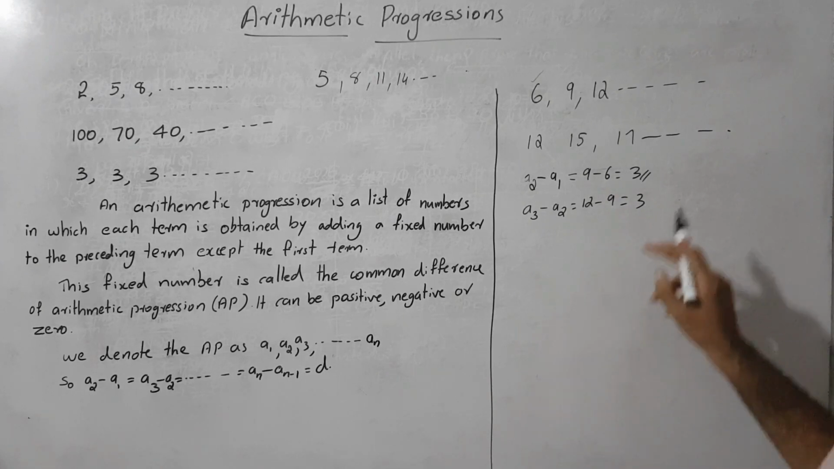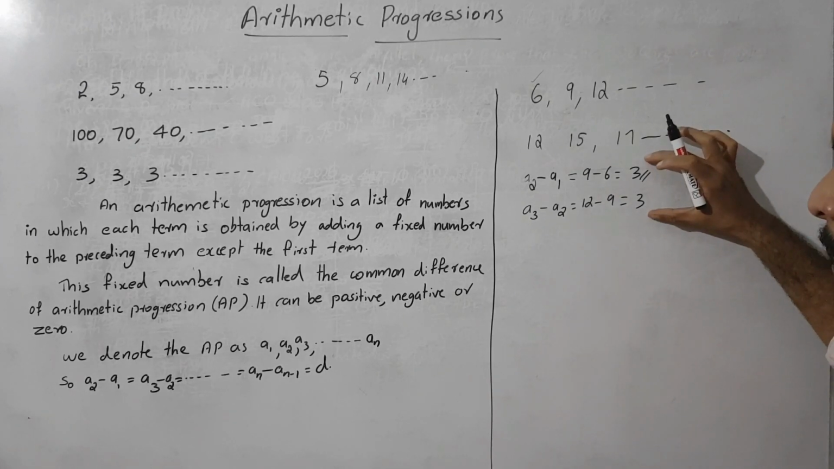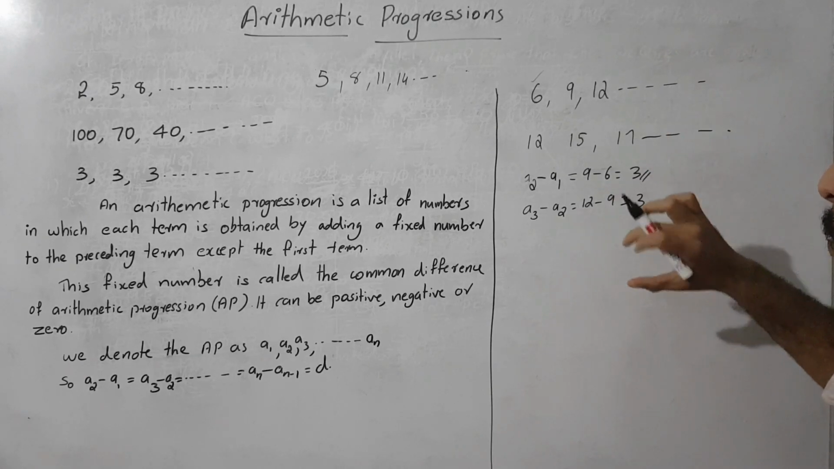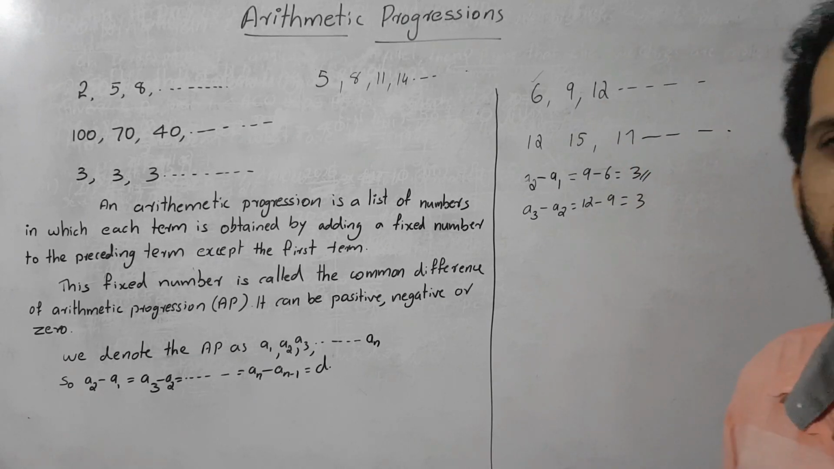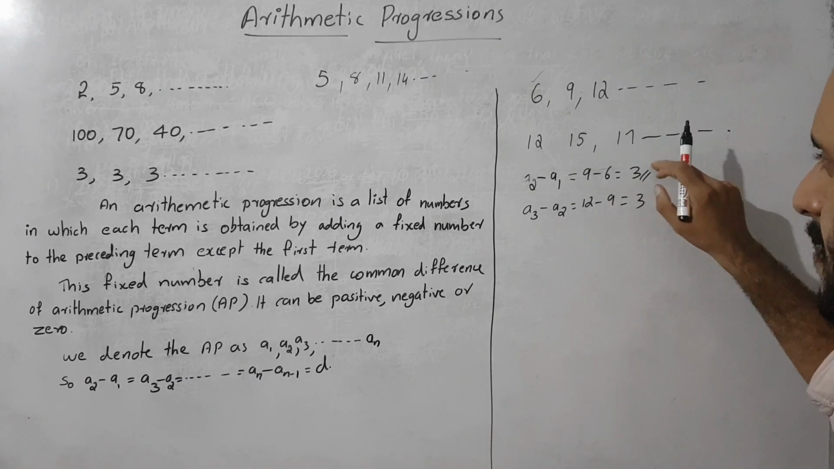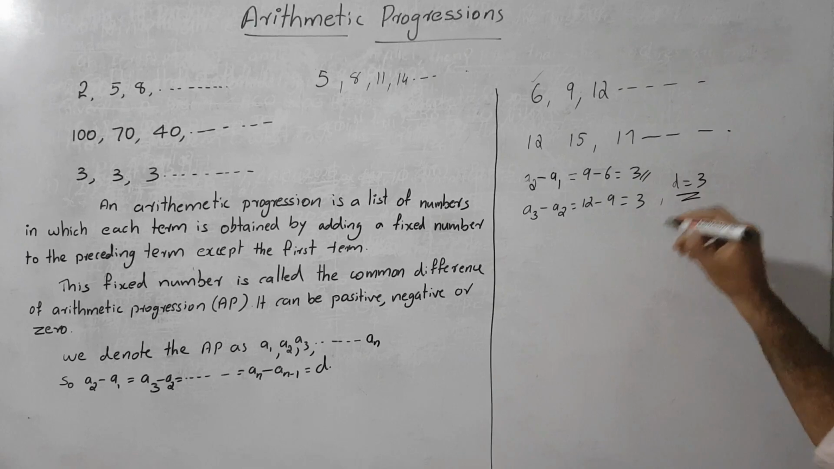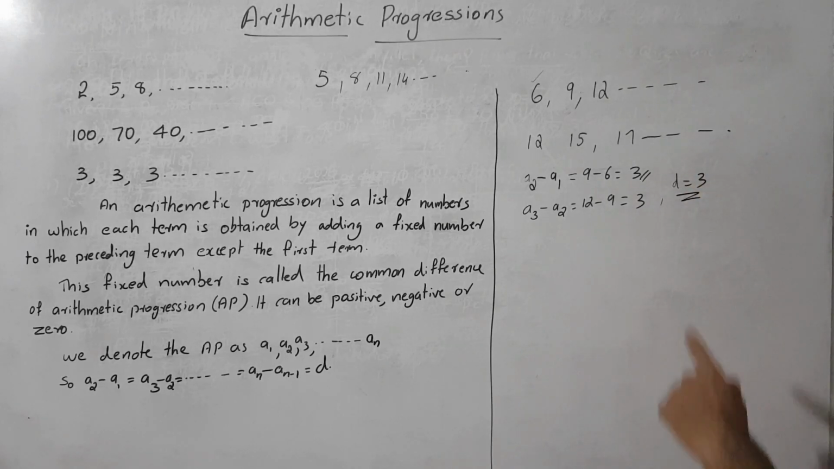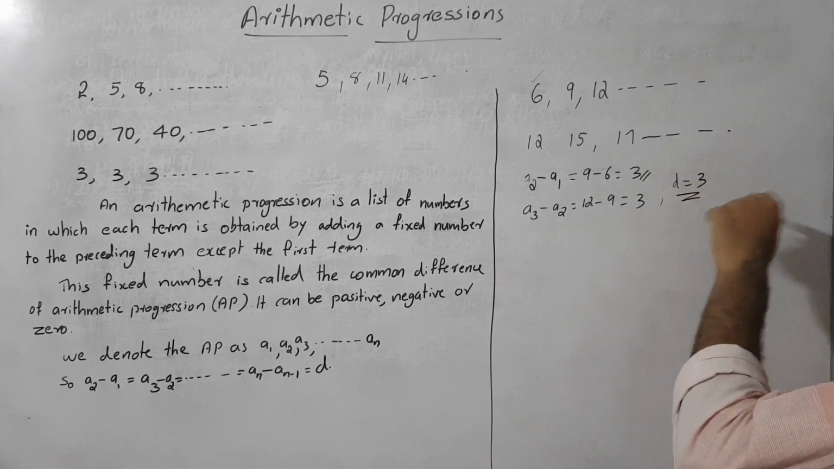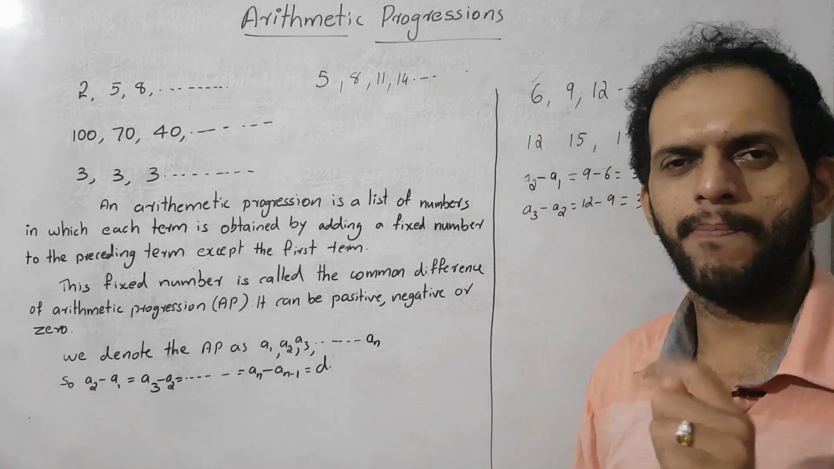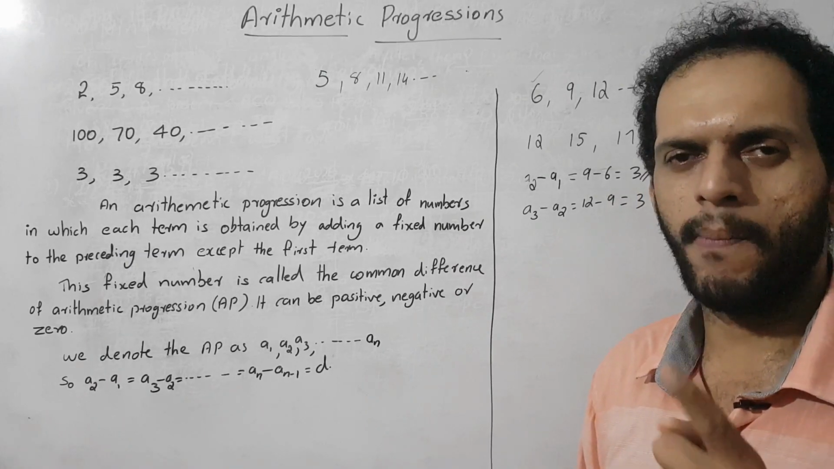Then we got it, the two differences are equal, correct? Not only one difference, the two differences are equal. Then we conclude this sequence has a common difference. The common difference is 3. What is the letter denoting the common difference? That one is D. D is equal to 3. So the first list of numbers, the sequence of numbers, is an AP because it has a common difference.